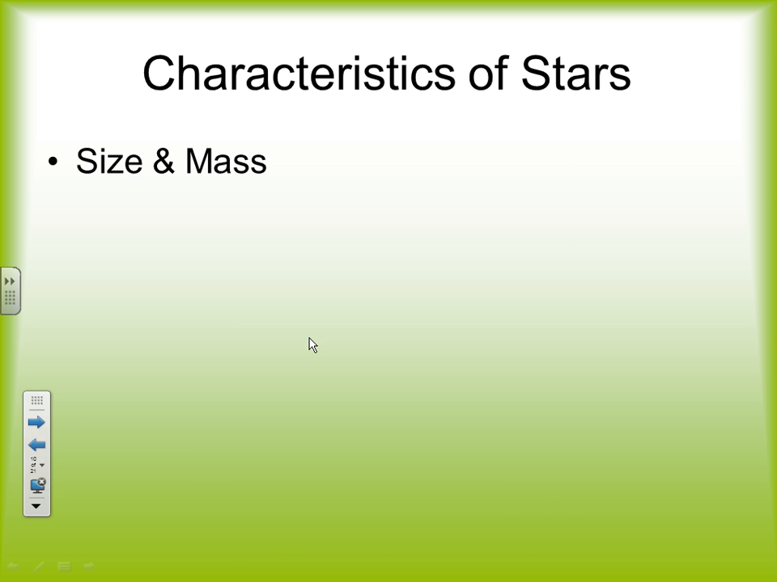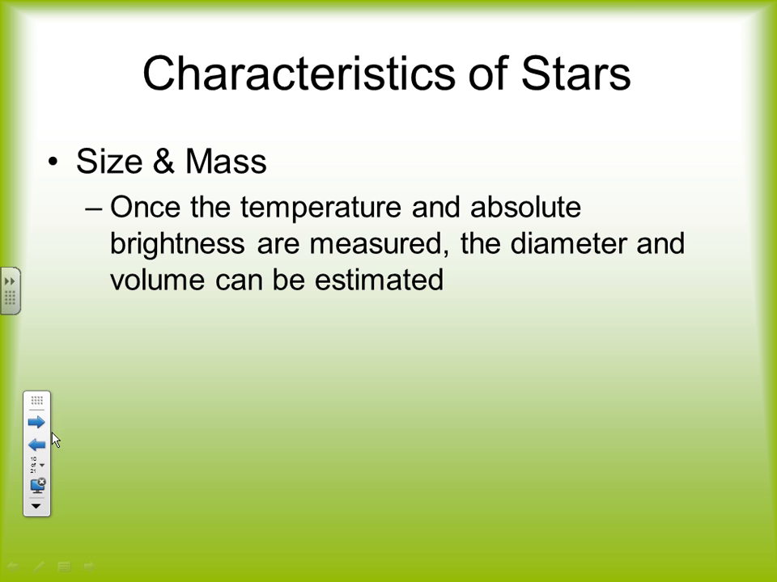We'll finish up these last couple, and then let's get through size and mass and hopefully composition, and then we'll do HR diagram on Monday. So size and mass, right? Once we know the temperature and the absolute brightness, the diameter and the volume can be estimated because we know how hot it is, we know how bright it is, we know how much energy it's giving off. That energy has to come from mass. So we can do a calculation to figure out, okay, how big is that star actually, right?